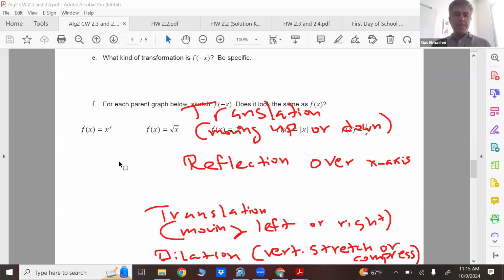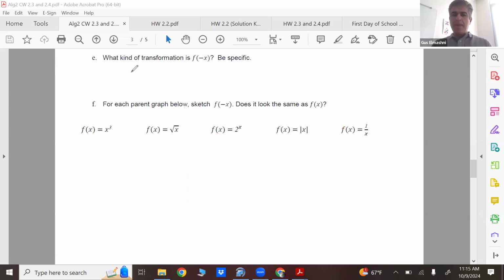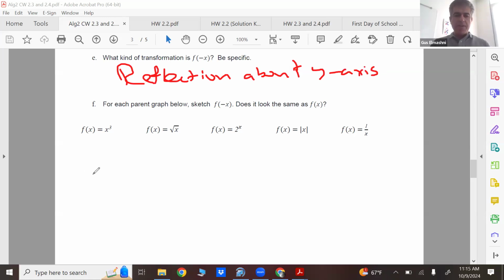Now this right here, it's kind of weird. That's going to be a reflection about the y-axis. And so how will these look?